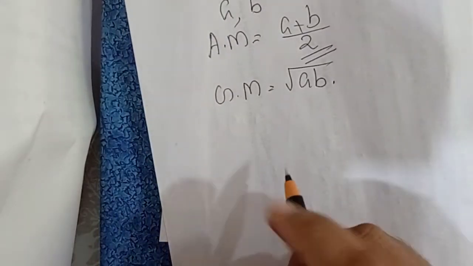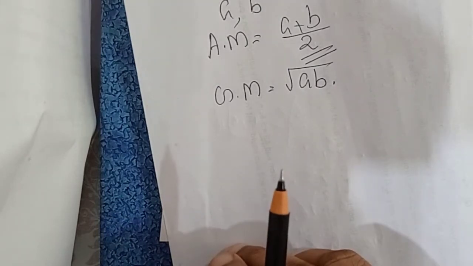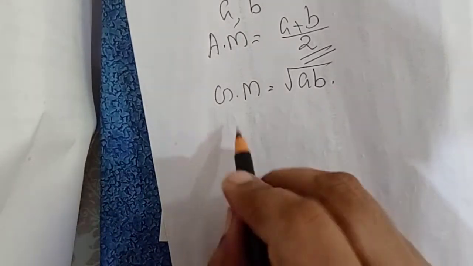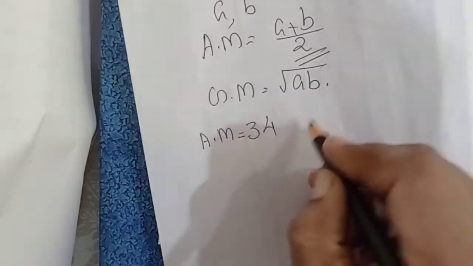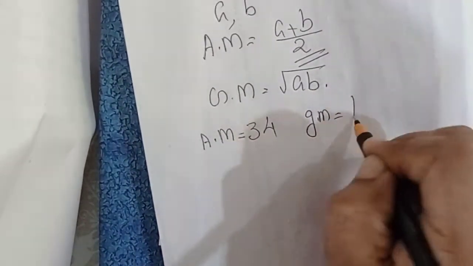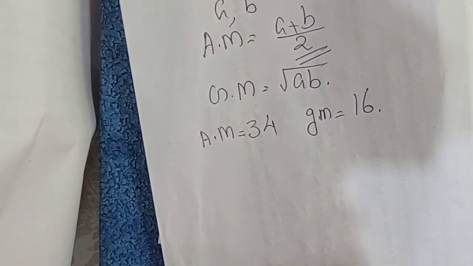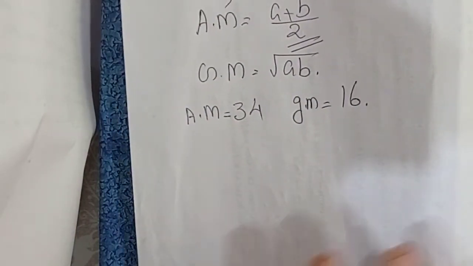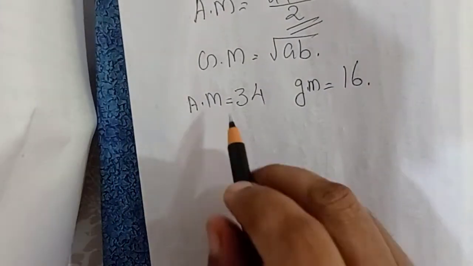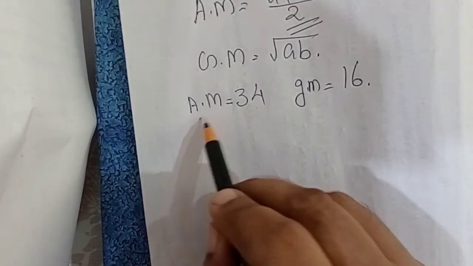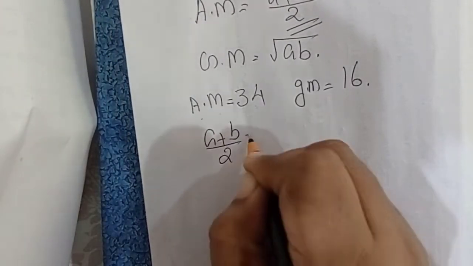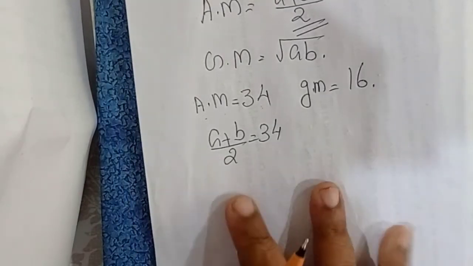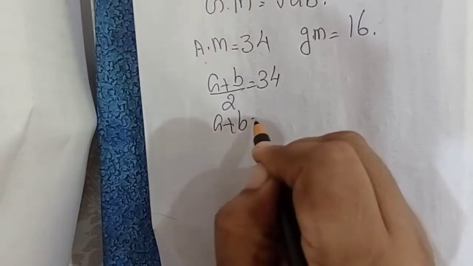Okay. Then write one question from that section. Find two numbers whose arithmetic mean is 34 and geometric mean is 16. Can you say what is the answer? Arithmetic mean between two numbers: (A + B)/2 equal to 34. From that, A + B is equal to 68.